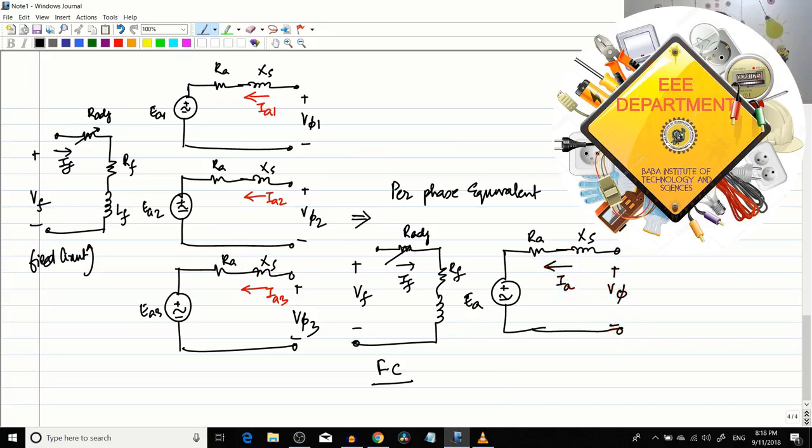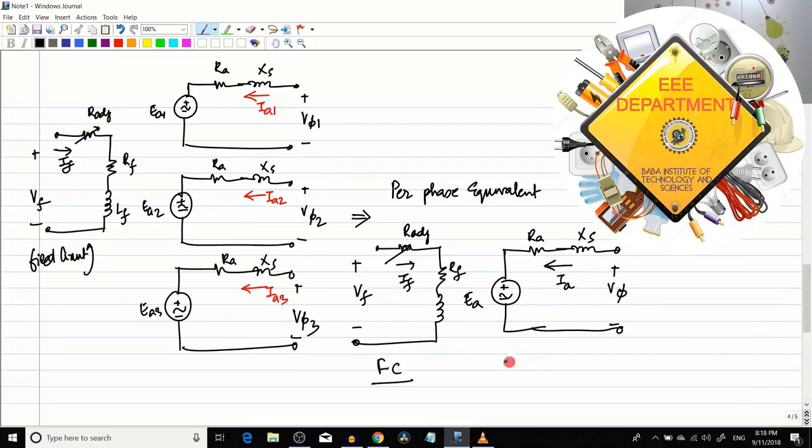So now what will be the equation? The equation you can clearly see from the diagram. I think I will write the equation there itself. For the armature circuit, the field circuit equation is always the same. So for the armature circuit, the equation is V phase vector is equal to EA vector plus IA vector into RA plus j into IA vector into XS.